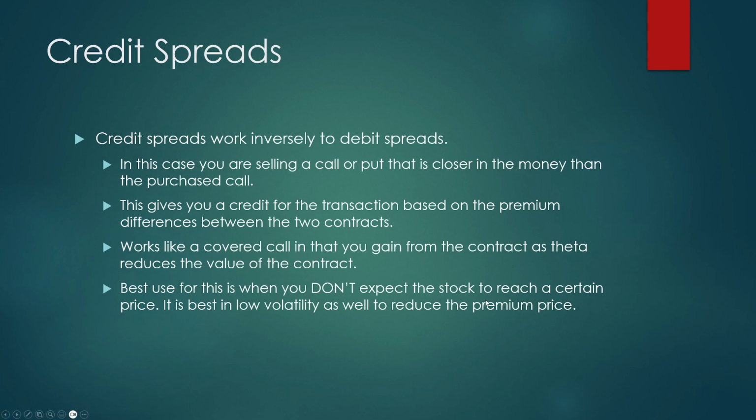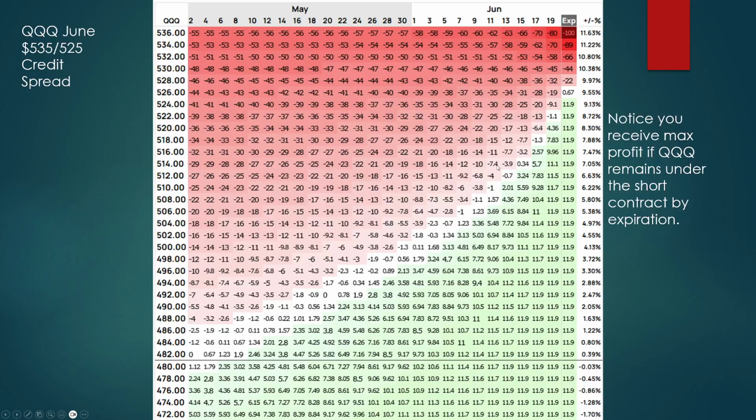Best use for this is when you don't expect the stock to reach a certain price. It is best in low volatility as well to reduce the premium price. I use the same spread just as a credit spread, just to kind of show how it works. You can lose the entire value as long as QQQ is over 535. Remember the debit spread, you gain the full value as long as QQQ was over 535. This is completely inverse. And then since the short call is 525, you actually receive the entire value as long as it is under 525 by expiration.